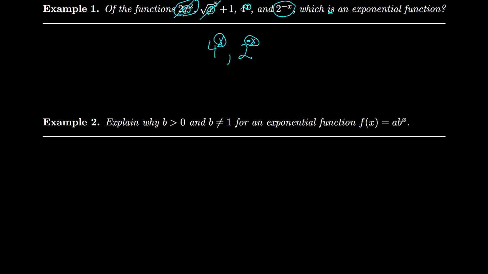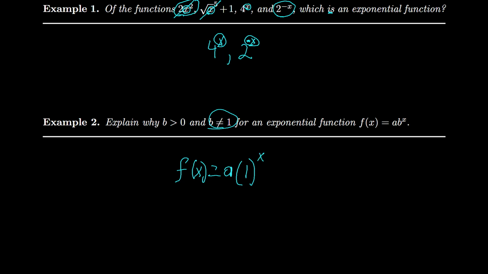That's easy enough. And then I want to talk real briefly about why b has to be greater than 0 and has to be not equal to 1 for an exponential function of that form. Let's just think for a moment about this case here. This is sort of a weird one. Why can't b be 1? Well, look here. If I graph f of x equals a, and then let's just let b be 1, like that.